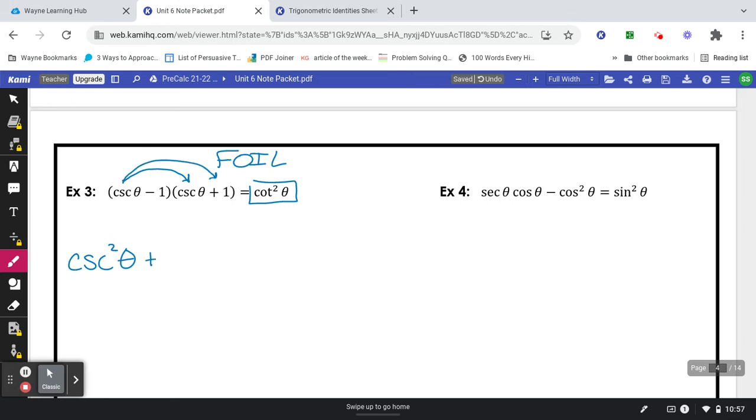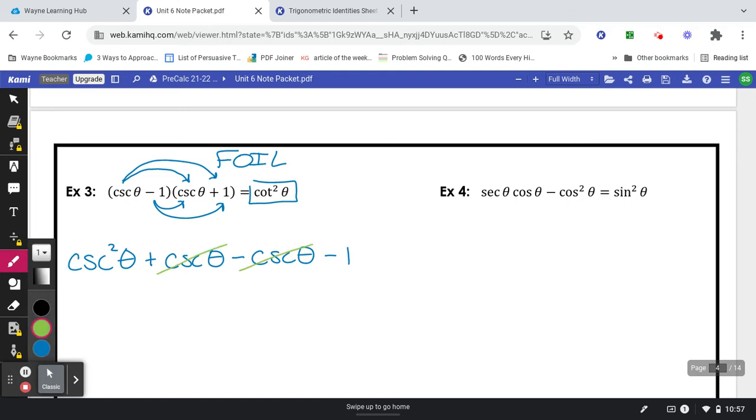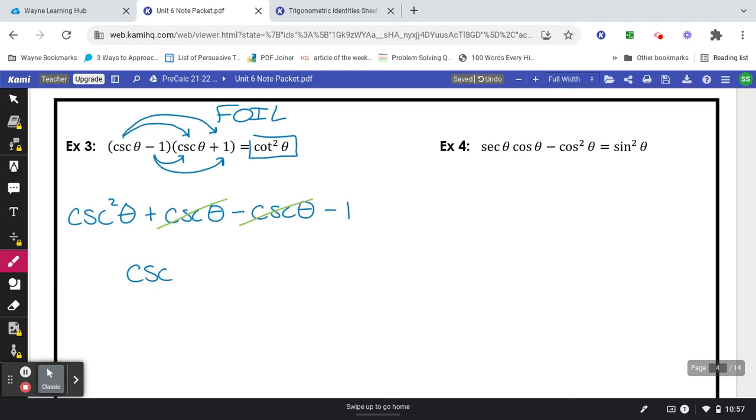Cosecant times 1. Cosecant. Negative 1 times cosecant, negative cosecant. Negative 1 times 1, negative 1. Always look for something to cancel here. Here I have a positive cosecant and a negative cosecant. So when I'm adding those together, those turn out to be 0. So I can cancel them out. And then I'm left with cosecant squared minus 1.